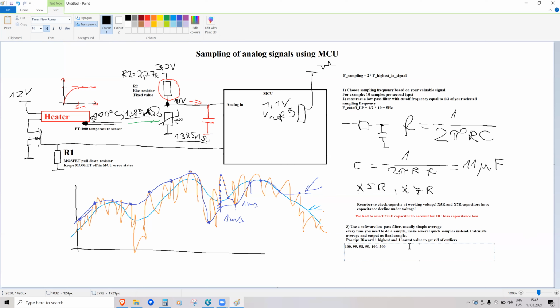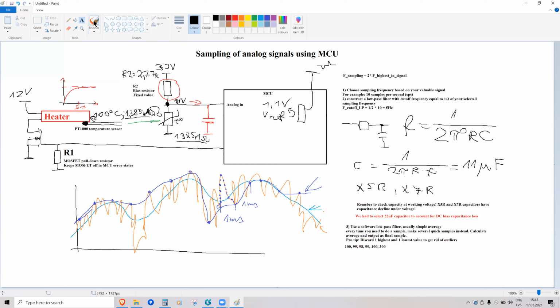So what you would do inside your software, you would just discard the biggest and the smallest, and you calculate the average from the rest of the points. This way you automatically get rid of these sampling errors, for example, very short spikes and so on. So you can do this, and then you calculate the average from the remaining, for example, 8 samples, and you get a very well filtered signal.